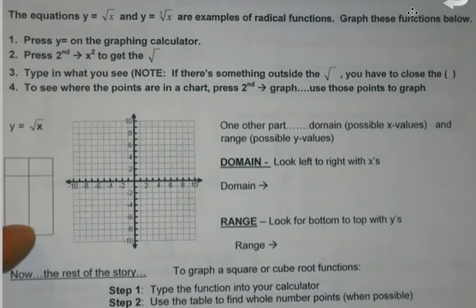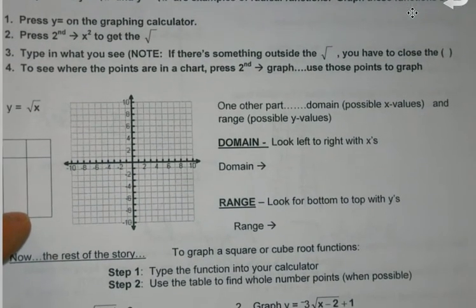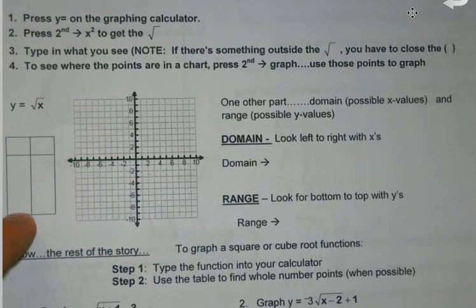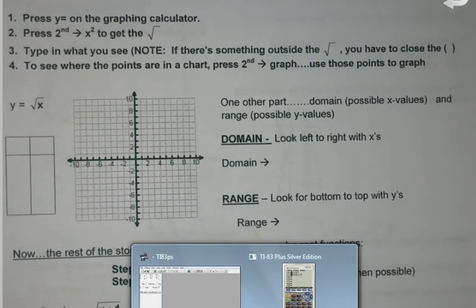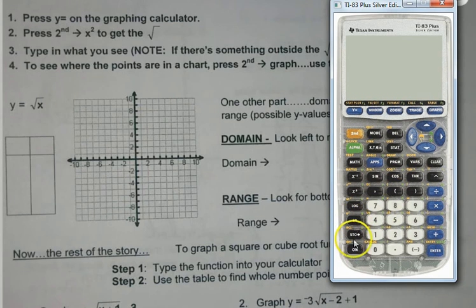I just did a couple of things up here at the top, just on pressing buttons in the calculator. So press y equals, we've already done this, but I'll bring it back up so we can do them all again here. We're going to clear everything that we see here. So the up and down arrows will get me back and forth, but then I can just hit clear. And then again, second and x squared gets me the radical, the square root. And then you just type what you see.